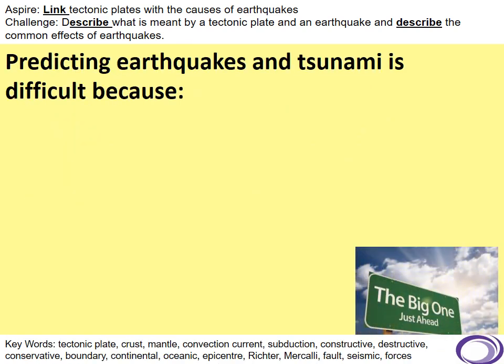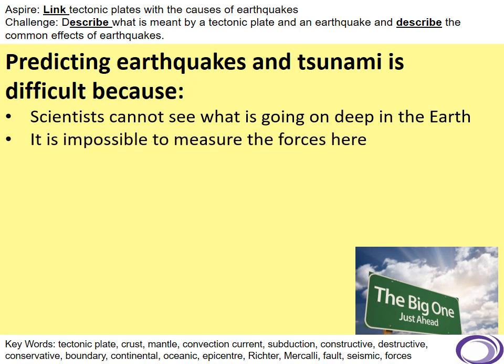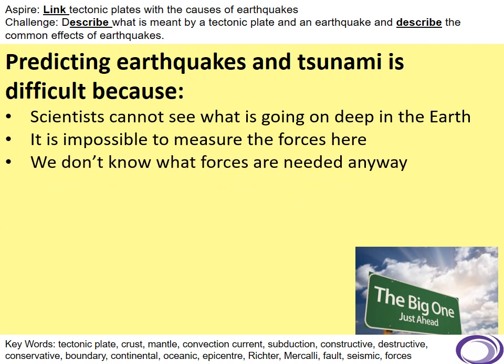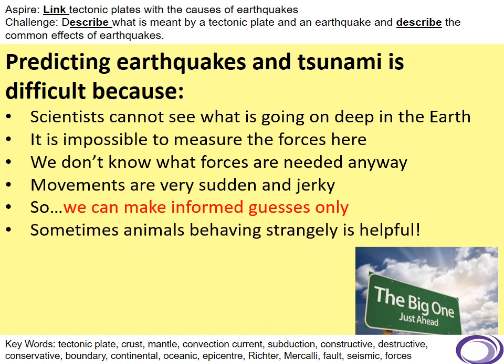However, it is incredibly difficult to predict earthquakes and tsunamis, and that's because we can't actually see what's going on deep within the earth. It's impossible to measure the forces here deep within the earth. Again, we simply don't have the scientific equipment possible at present. And we don't know what the forces actually needed to cause earthquakes are. And finally, those movements are often very sudden and jerky, so it's very difficult to predict when they're actually going to happen. So we can only make what's called informed guesses.